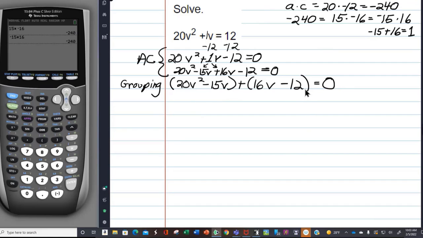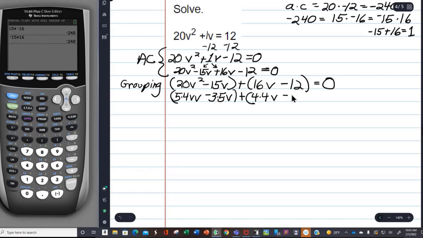Now I check for a GCF in both sets of parentheses. I know that 5 goes into 20 and 5 goes into 15. So I'm going to say 5 times 4 times V minus 3 times 5 times V. Plus 4 goes into each of those, 16 and 12. So 4 times 4 times V minus 3 times 4 equals 0.